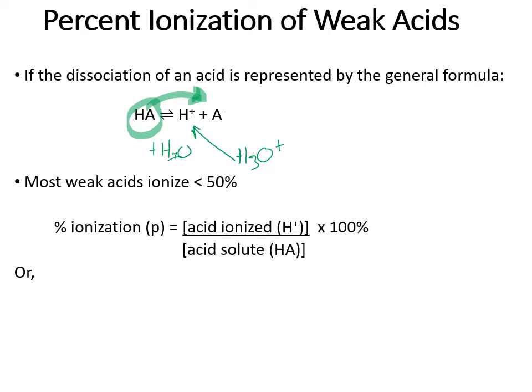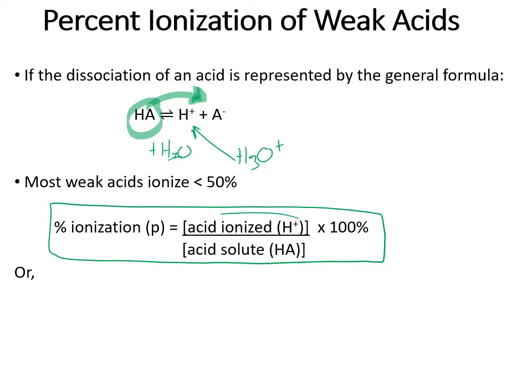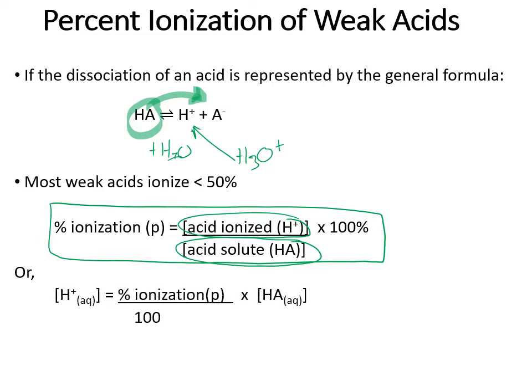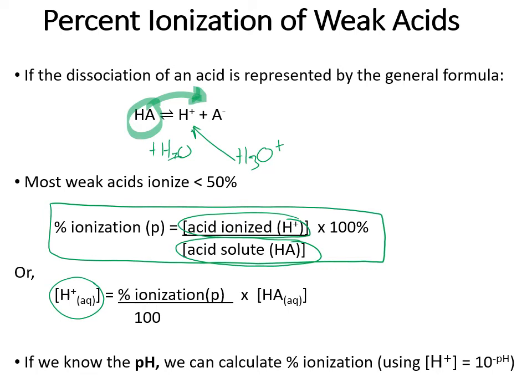We can express the percent ionization just as any other percent calculation, where we are saying which portion of them are actually ionizing over how much could have ionized, or the total amount of acid. We could also rearrange and solve for the concentration of the acid based on the percent ionization, which we could then use to find pH. Same equation, just solving for a different variable. So if we know the pH, we can turn that, using our pH calculation, into our hydrogen ion concentration, and then use that to find the percent ionization using this equation here.